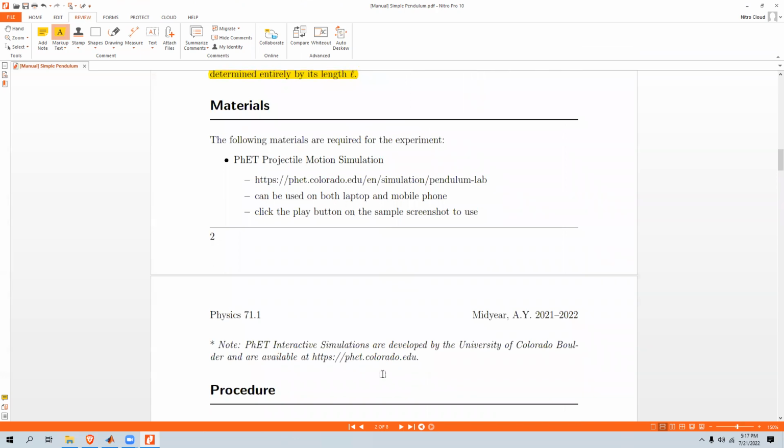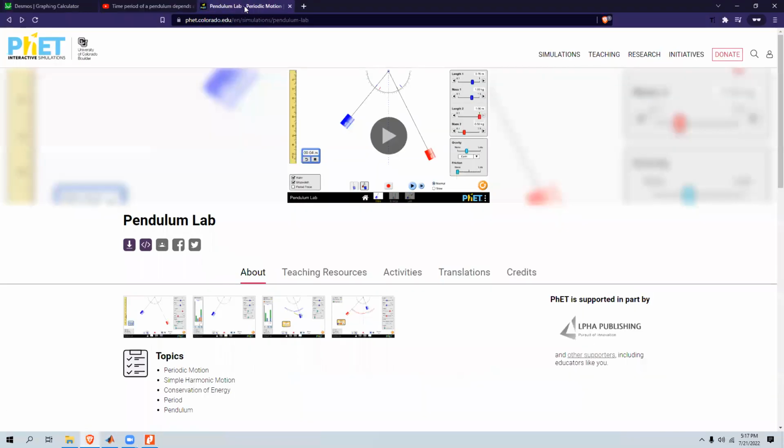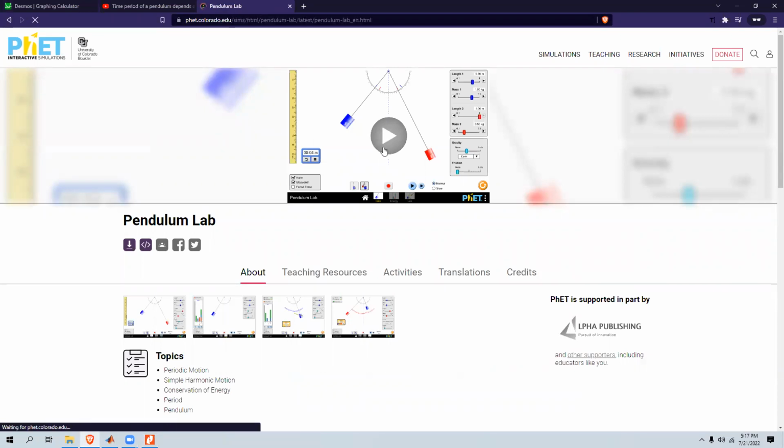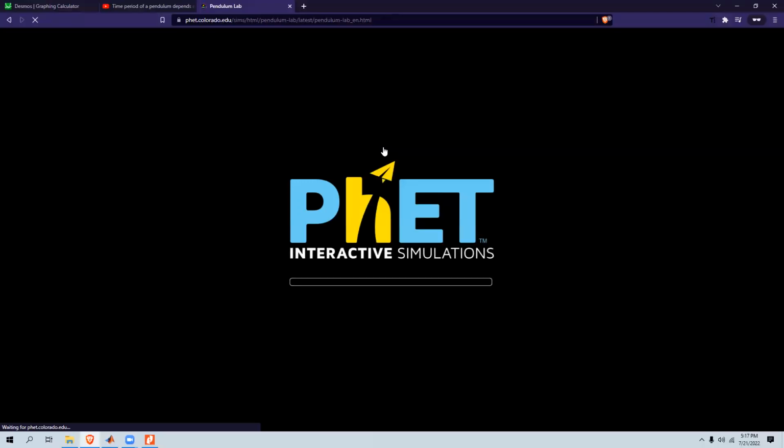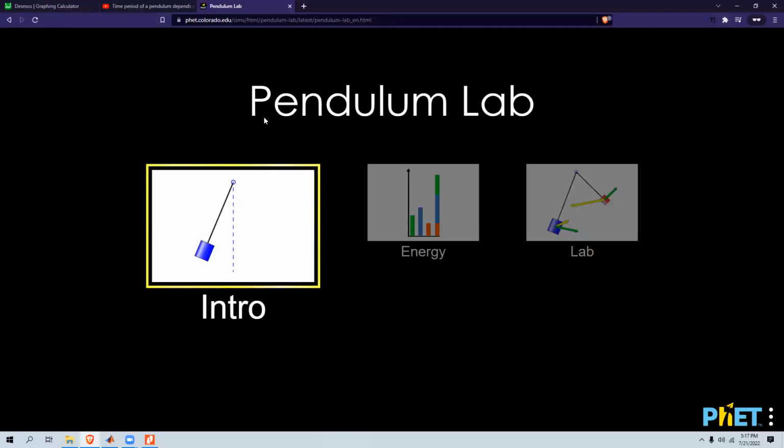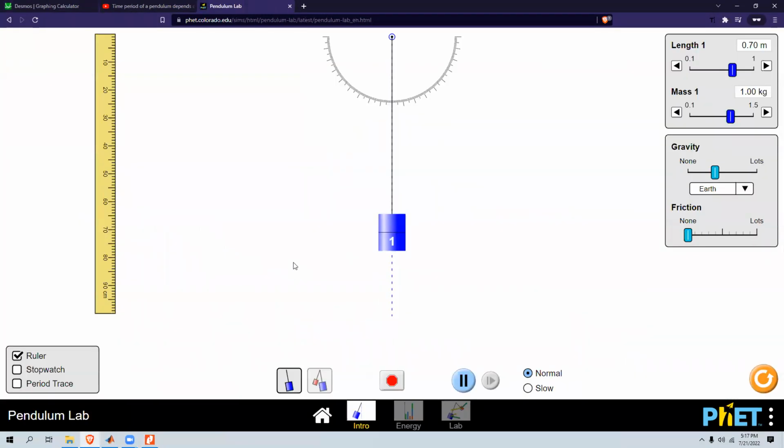Here we will be using a simulation website. This link is clickable from the manual and you can use it. If you click this link here, it will lead you to this following website. Once you have reached this website, you can click play here, which will prompt this loading screen and this interface. For our experiment, we click intro. So now we have our simple pendulum interface.